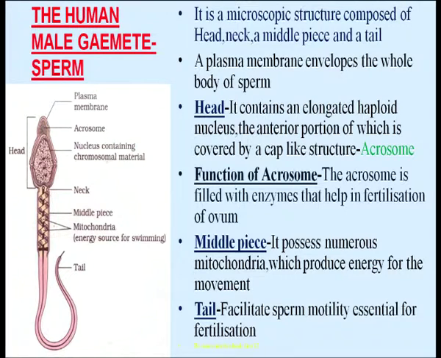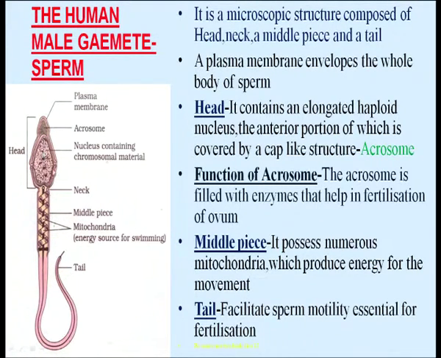Now, the human male gamete, the sperm. Basically, it is a microscopic structure composed of a head, this arrow is showing the head, neck, middle piece and a tail. A plasma membrane envelops the whole body of the sperm.